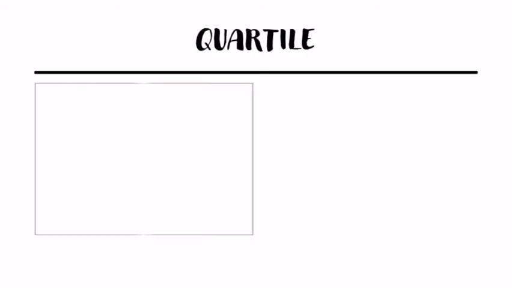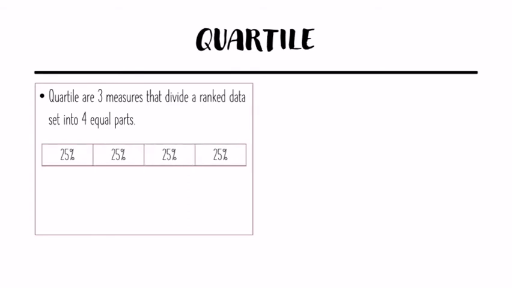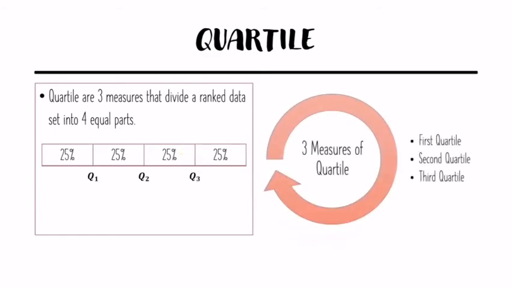Okay, so for quartile. Quartiles are three measures that divide a ranked data set into 4 equal parts. So you have the data, and then you have the Q1, the Q2, and the Q3. Q2 is basically the median. The second quartile is the median. The quartile 1 is the lower limit, the lower portion of the data, and quartile 3 is the upper limit, or the upper portion of the data. There are three measures of quartile: first quartile, second quartile, and third quartile.